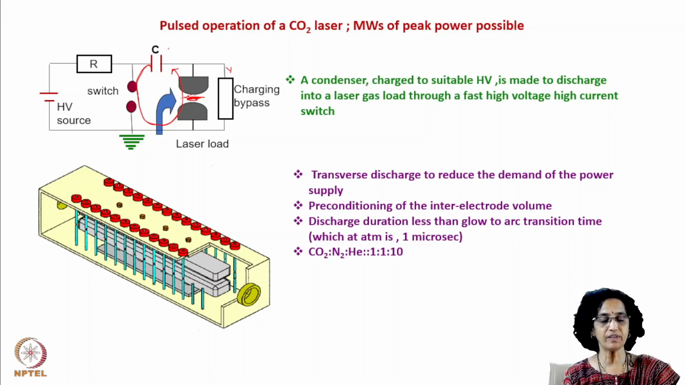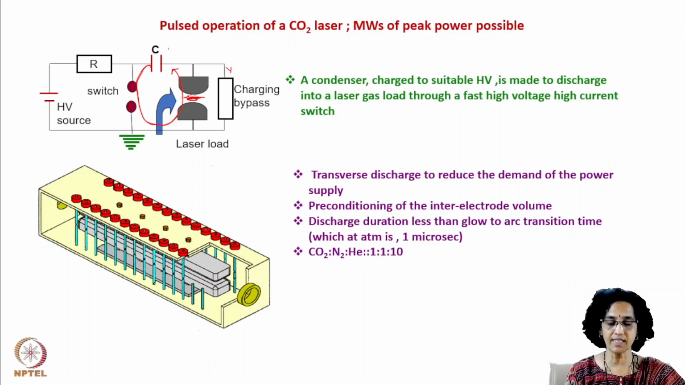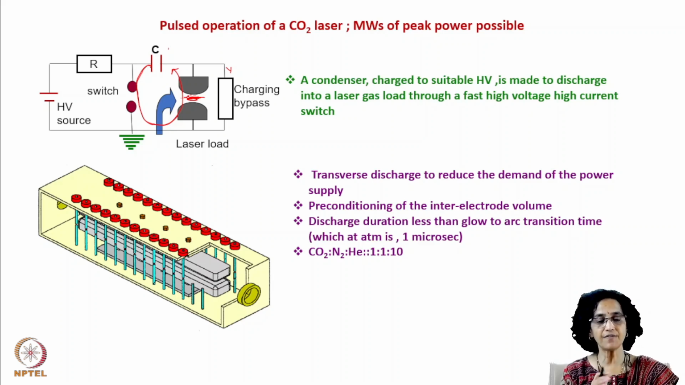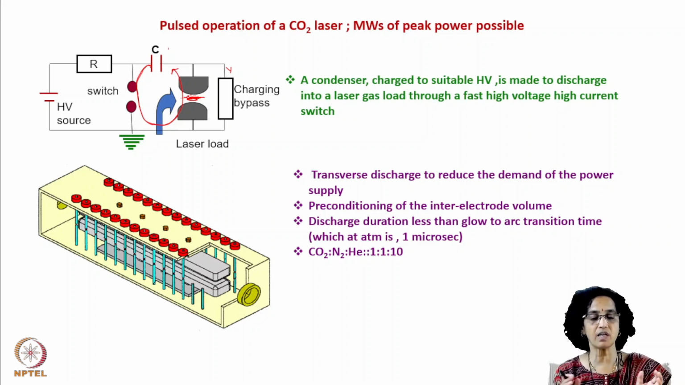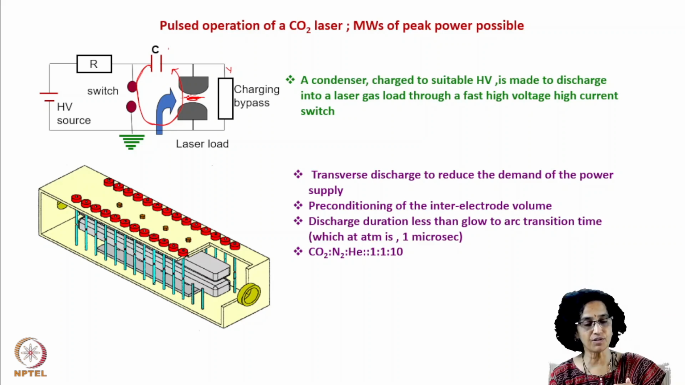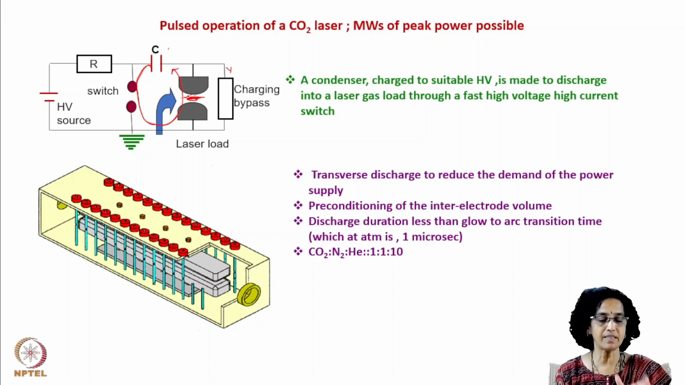So we will continue with it later in the next class. We end here, and we have seen the CW operation. We have seen why CW discharge is not possible at high pressures, and the circuit that basically governs the pulsed operation of a CO2 laser.